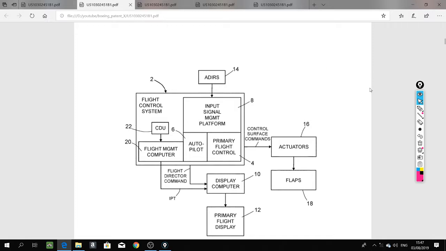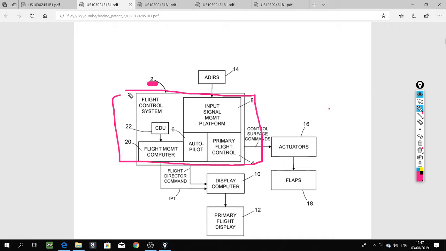So first of all, consider this figure. Maybe you are aware of it, or in case you're not much into avionics, it might be a little bit tricky to understand, but it's a very compact figure. You have this box indicated by 2, which is the flight control system, right? This is the flight control system box. This is the brain of the aircraft, so to say, right?